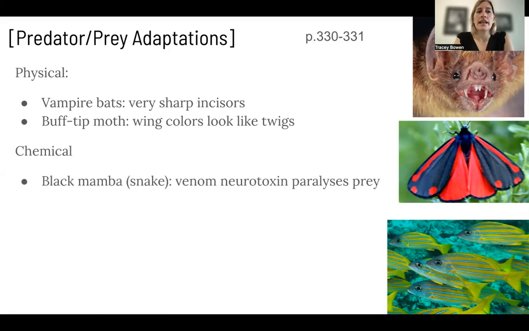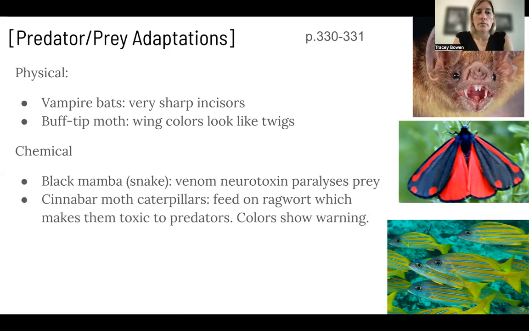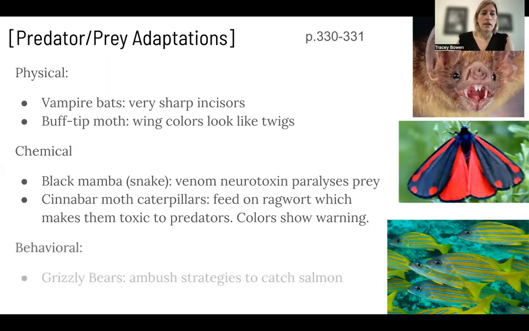There might be chemical adaptations to prevent organisms from being eaten or successfully eating. So black mamba snakes have neurotoxin venom that is going to paralyze its prey and allow it to get dinner better. And then cinnabar moth caterpillars, that's this black and red moth on the right here. They feed on ragwort, which makes them toxic to predators, and so their colors show a warning. So they can relax because predators know if I eat this thing, it's going to make me sick.